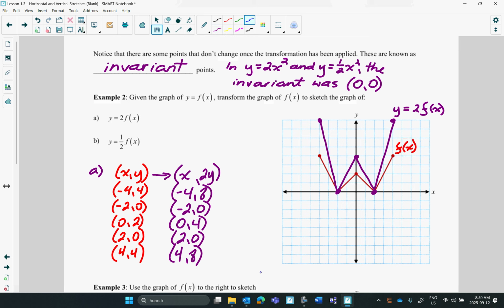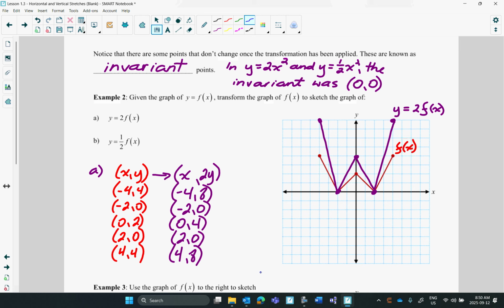So for B, we're going to do half of the red function. Okay, in other words, half of the y values, where the x values stay the same. Once again, you can do it right on the graph in your head by just going to each point and plotting the new image points, or you can use mapping notation.